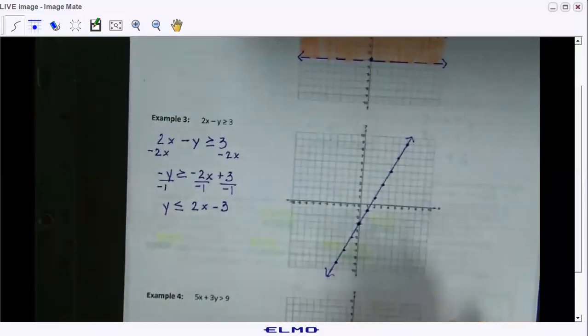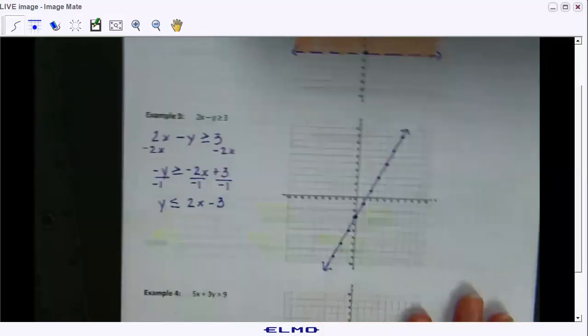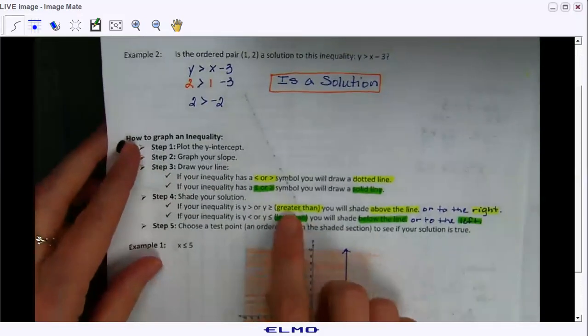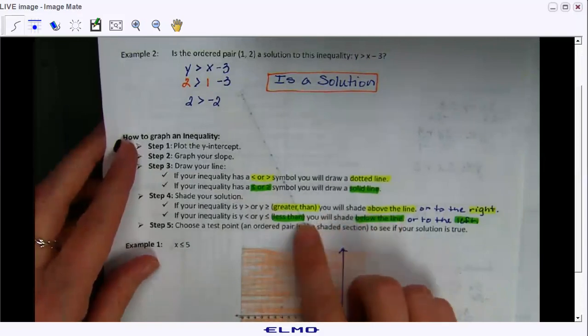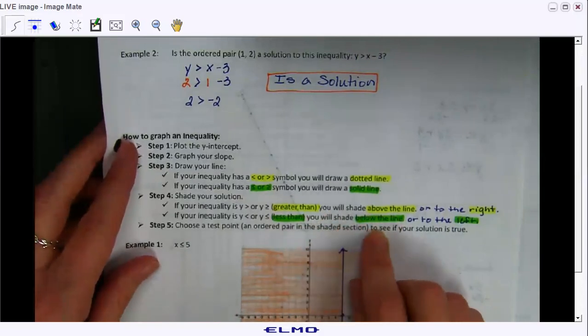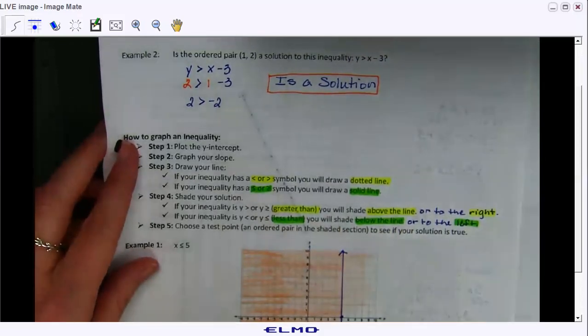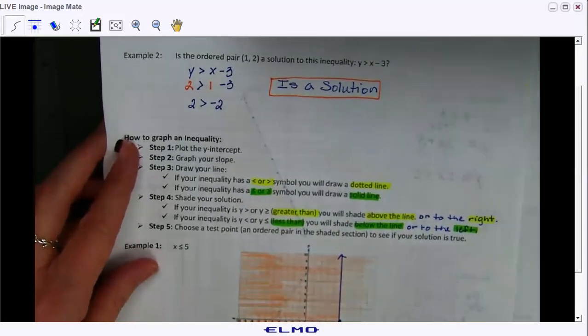Okay. Now we need to shade. Shading is a little bit different because now we have a slanted line. If you have a hard time figuring out where to shade, you could always use your arm. Now, the front of our notes tells us right here that if it's greater than, you're going to shade above the line. If it's less than, you're going to shade below the line. Now, to me, this is easy because greater means I'm going higher up, and less than means I'm going lower down, like when I think of elevation. So to me, it makes sense.